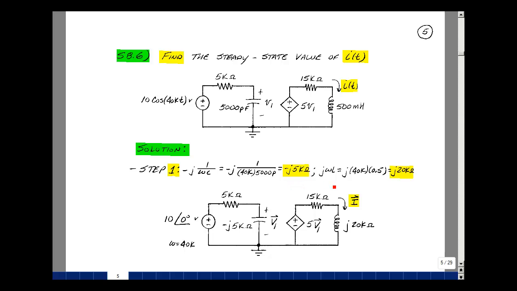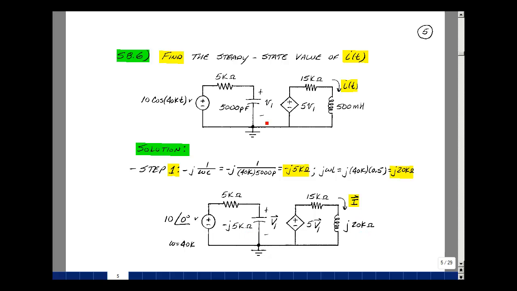The inductor is j omega L, so it's going to be j times omega, which is 40k, times 0.5 henries, and I get a j 20k. And again, the units are ohms. My voltage source becomes a voltage source in the frequency domain with a magnitude of 10 and an angle of 0. Frequency is 40,000 radians per second. Resistors just map directly. The impedance of the capacitor is minus j 5k ohms. The impedance of the inductor is j 20k.